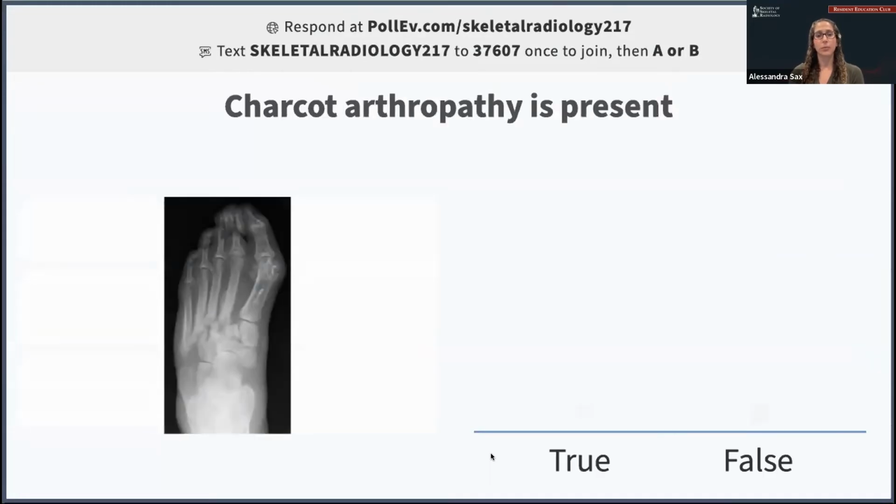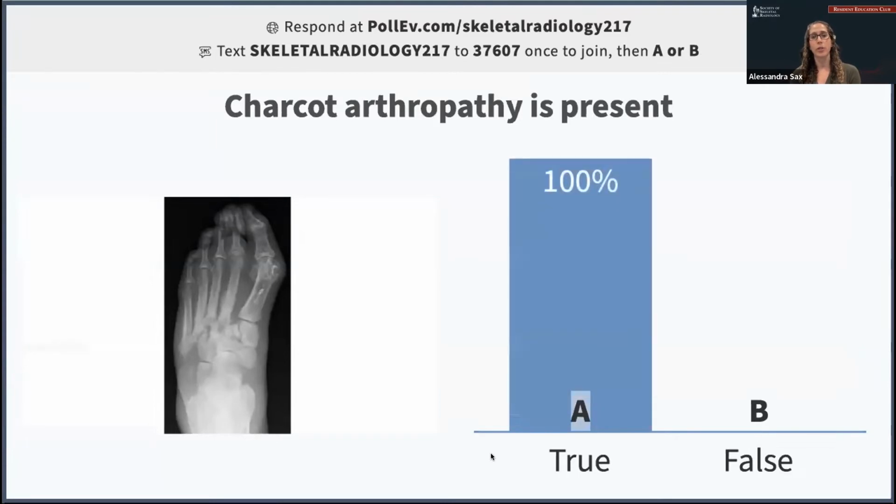Now, one more. Is Charcot arthropathy present? And this is important in deciding whether contrast is required for our MRI exam. So, looks like I didn't fool anybody here, or too many people. Good.